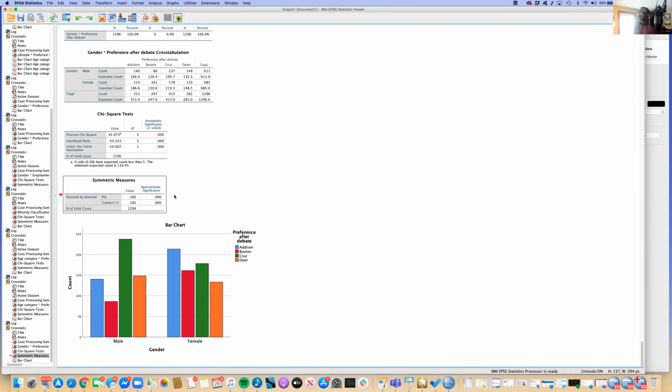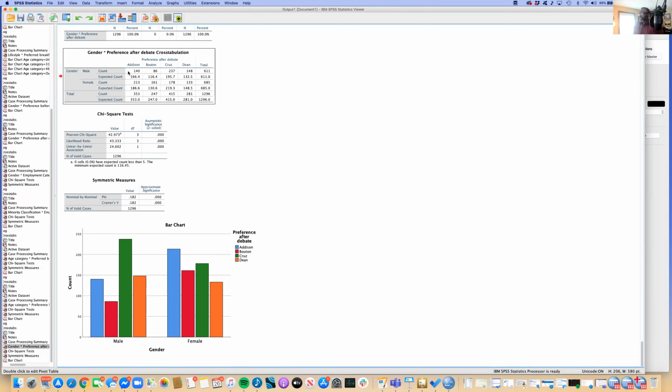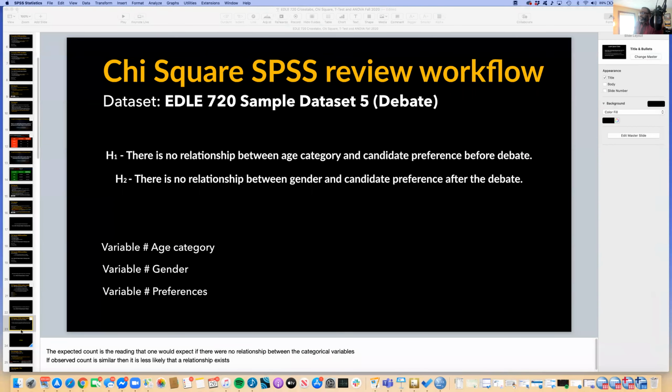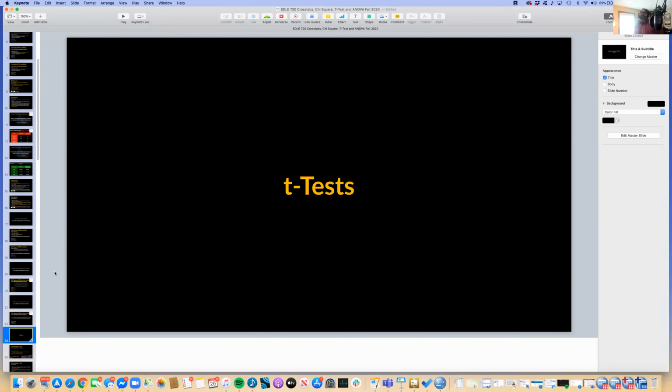The first step you take is to see if it's significant. The second step is to check through the expected count and the actual, observed count. And then you want to see what the effect size is. And that's it. What we've done here is analyze the relationship between two categorical variables.